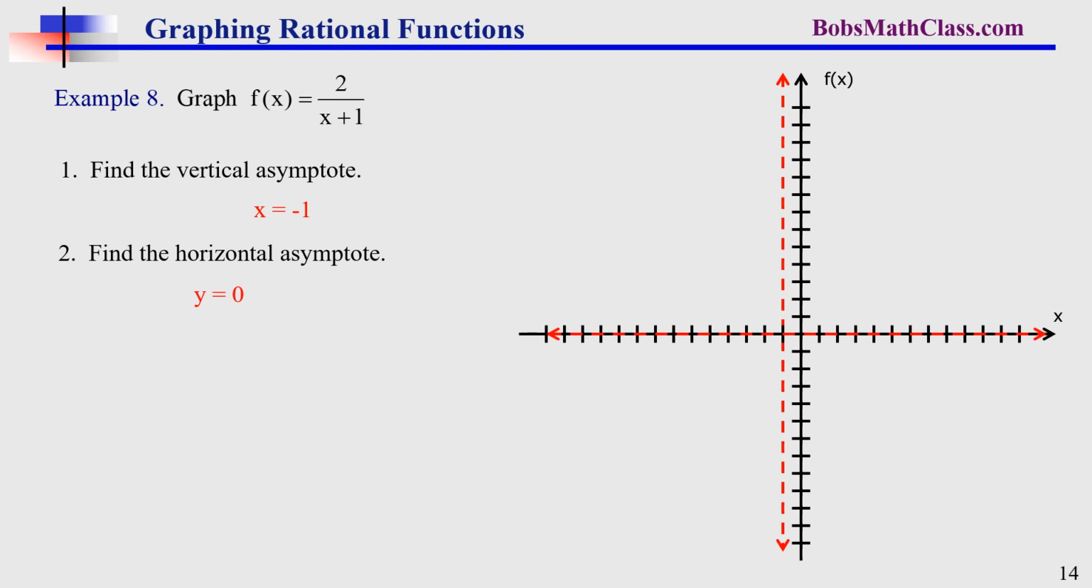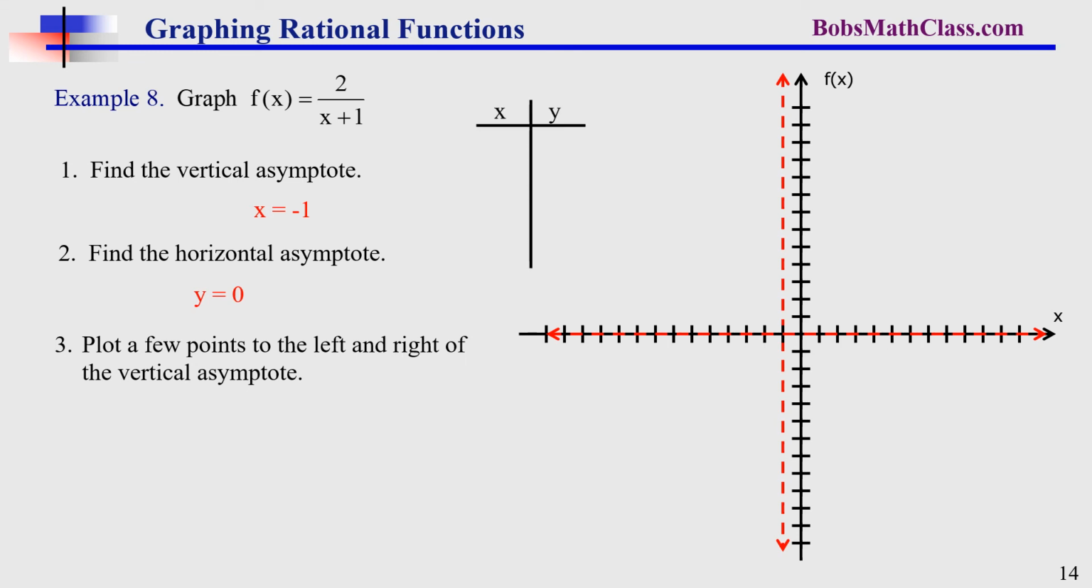So let's make a table and pick some points. Let's pick some points to the left and right of the vertical asymptote. So to the left of -1, how about -2 and -3? And then to the right of -1, how about 0 and 1? Use your calculator to get the y values. If you're not allowed to use a calculator, then you just have to plug in each one at a time and work it out.